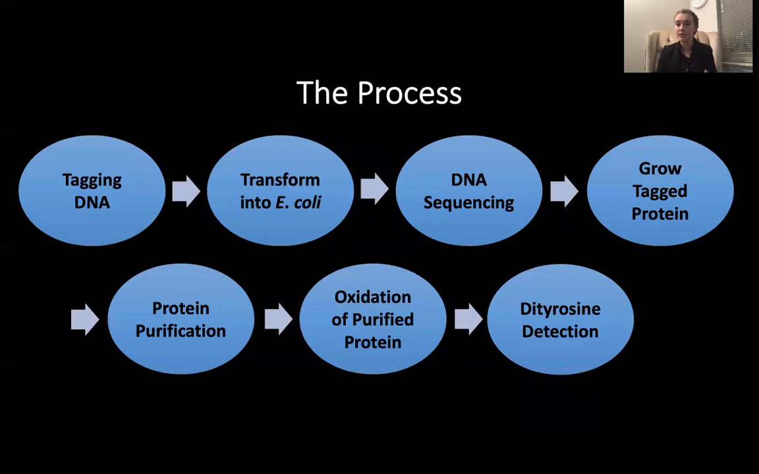This is an overview of the process, and then we'll break it down into smaller, more digestible portions in a moment. The first step is tagging the DNA, which we just talked about a little bit, which is inserting that amino acid sequence. Then we're going to take that tagged DNA and insert it into E. coli cells via the plasmid DNA. Then we're going to sequence the DNA by sending it off and making sure that everything is where it's supposed to be. Then we're going to grow it up and purify it. We're going to subject it to those oxidizing conditions, and then we're going to use spectroscopy to try to detect dityrosine.